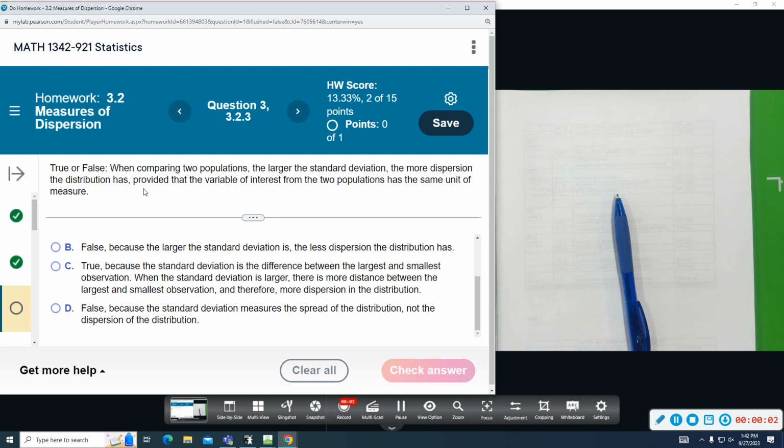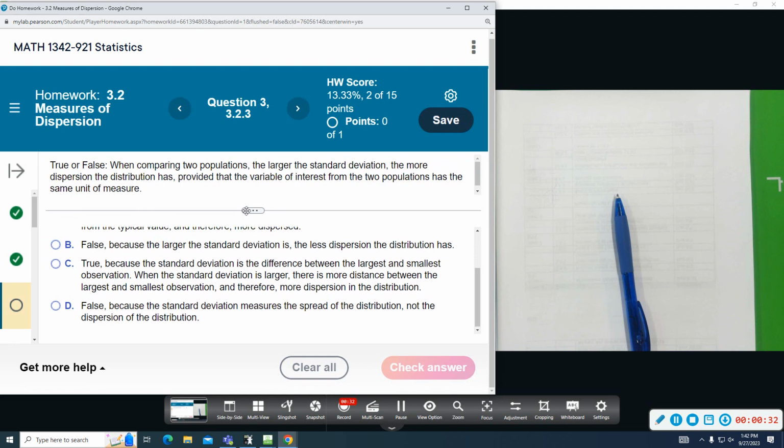All right, question number 3, we have a true false. It says, when comparing two populations, the larger the standard deviation, the more dispersion the distribution has, provided that the variable of interest from the two populations has the same unit of measure. Okay, so true or false? When comparing two populations, the larger the standard deviation, the more dispersion, provided that the variable of interest from the two populations has the same measure. So this is a true statement.